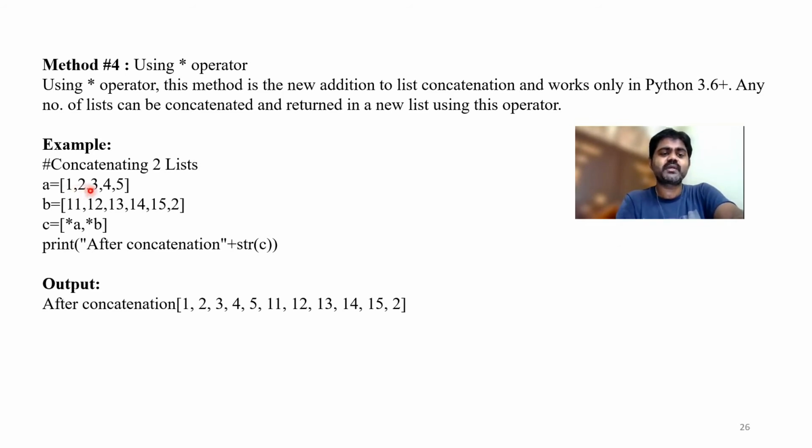So here I have A equal to 1, 2, 3, 4, 5, and B equal to this one. If I say C equal to star A comma star B, I am assigning it to C, and here I can concatenate any number of lists. So if I have A, B, C, I can take D equal to star A comma star B comma star C.